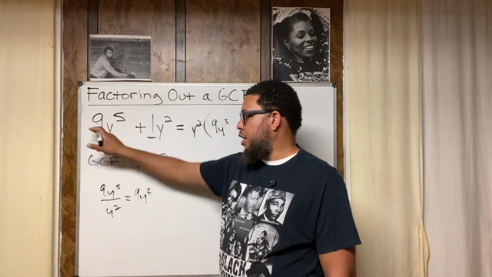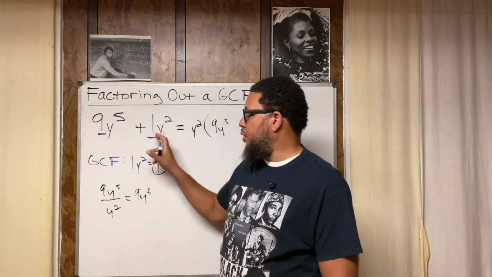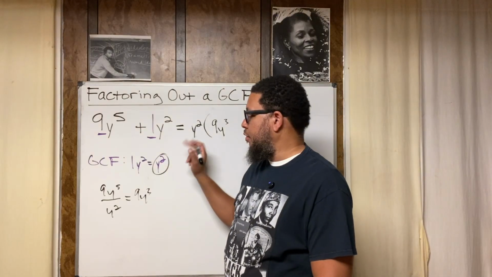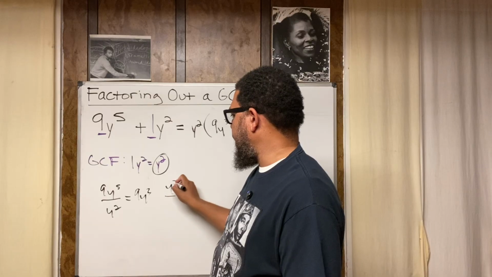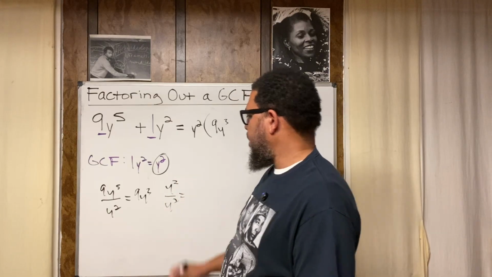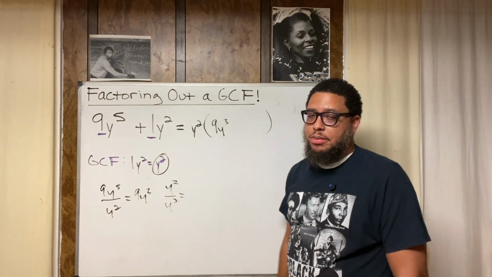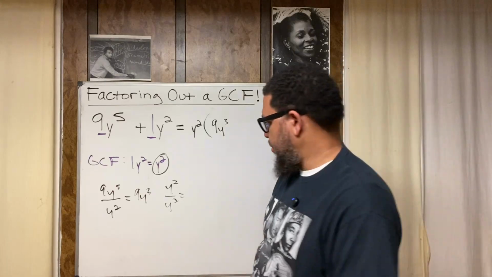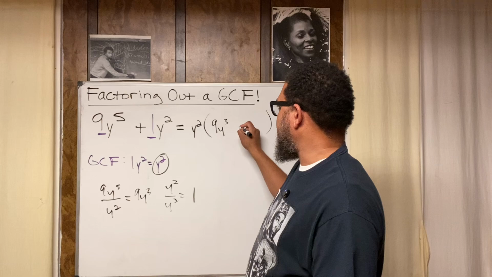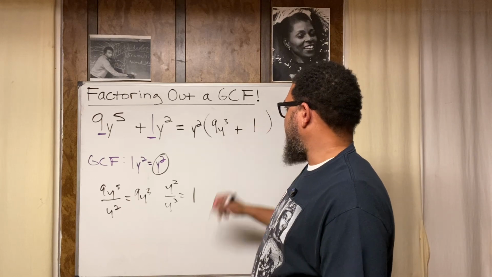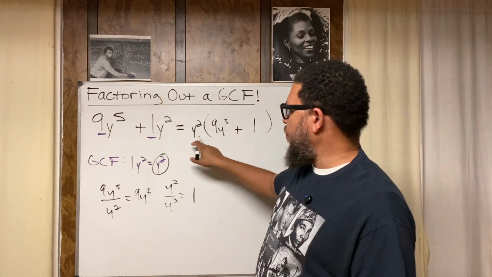Now, then we do the same thing. We divide the first term by the GCF, then we divide the second term by the GCF. Now the second term is the GCF. So we do y squared divided by y squared. Now what happens when you divide something by the same thing? You always get 1. It's always going to be 1. Boom. So where do I put the 1? And it's a positive 1, so you put plus 1. So this is our final answer.